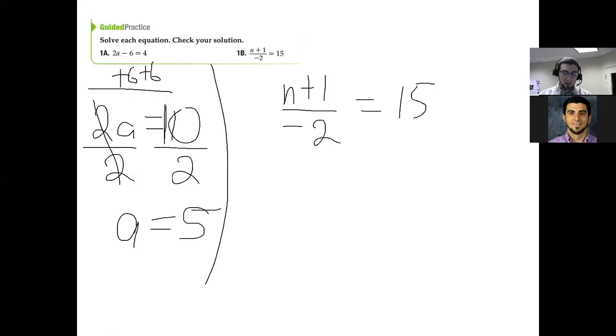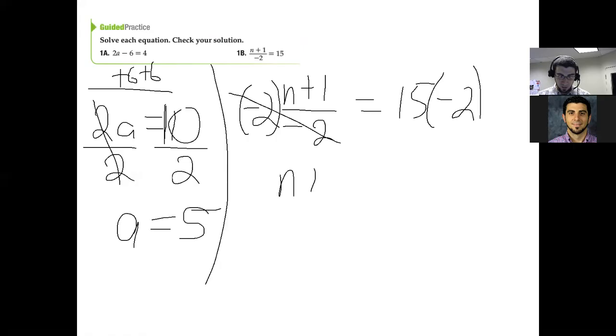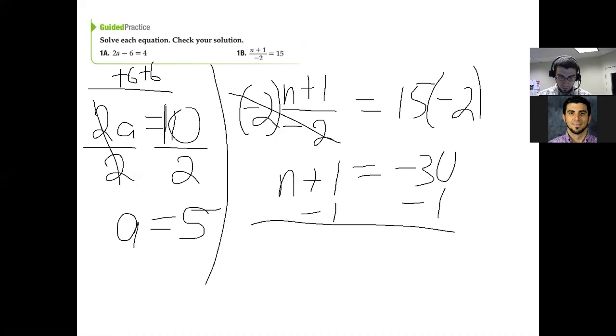So undoing things, I'd have to first multiply by the -2 on both sides to get rid of it here. Okay? Then I'd have n plus 1 equals -30. Then you subtract 1, and you'd have n equals -31.